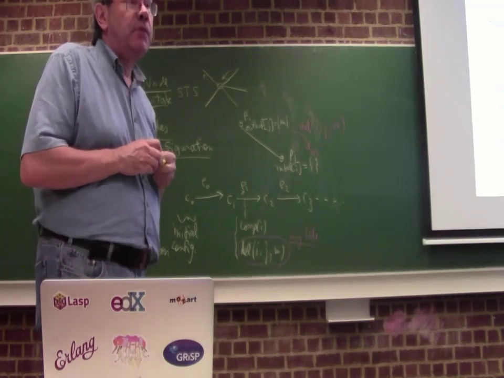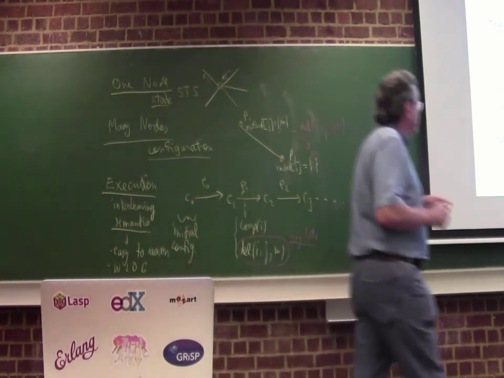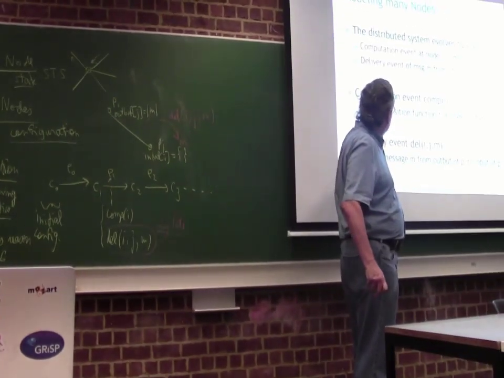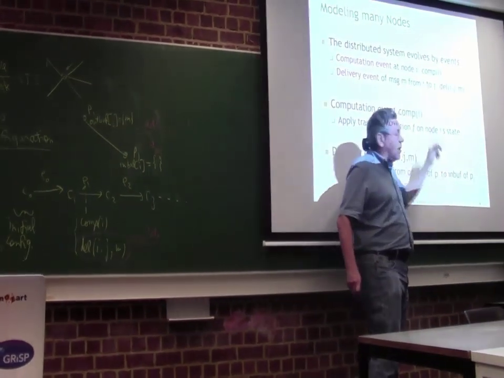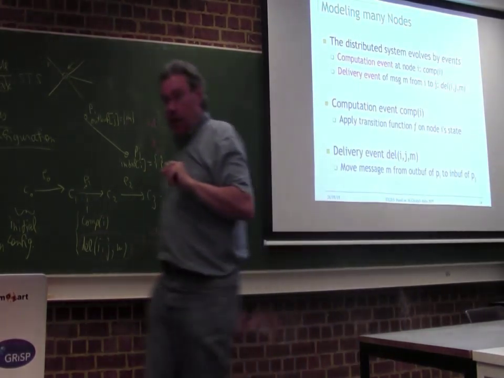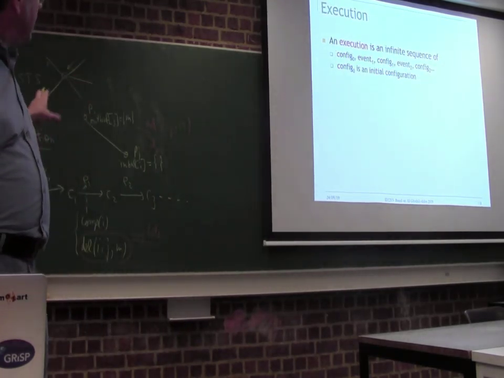Yeah, question? It's just about the computation event. When I read the sentence, is there one global transition function, or is it like one for each? Each node has its own transition function. There's actually a transition connecting data. Comp I is on node I. Yeah? Okay, so we're going to say a little bit more.